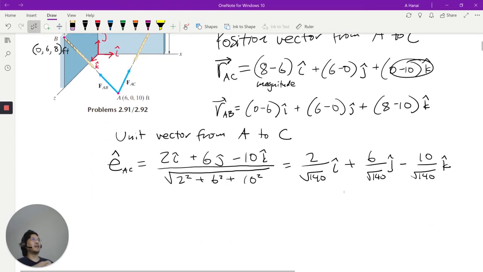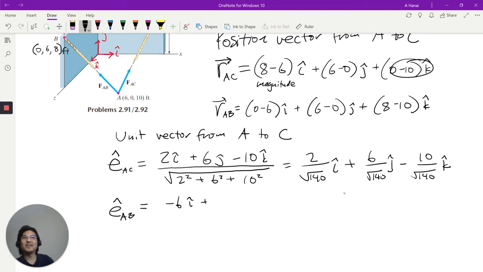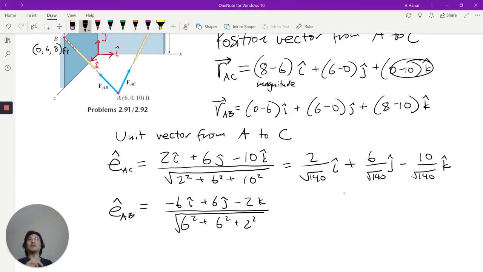If you want just another example, say you want the unit vector from A to B. Then I'll take this vector, negative 6, 6, negative 2, divided by its own magnitude, the square root of 6 squared plus 6 squared plus 2 squared. Then there's the unit vector from A to B.